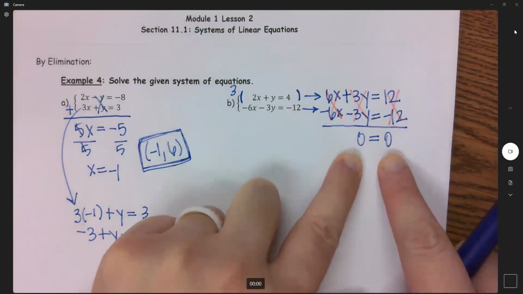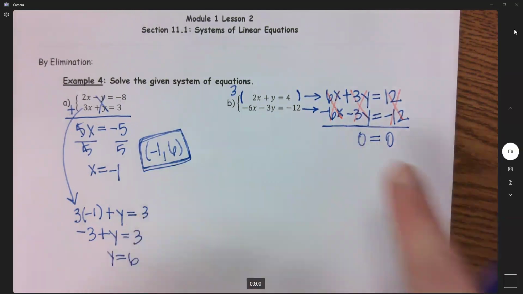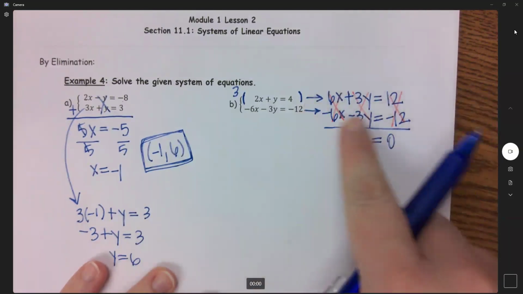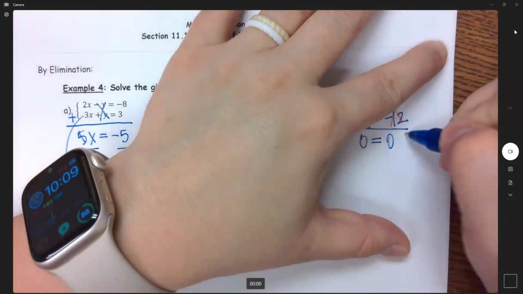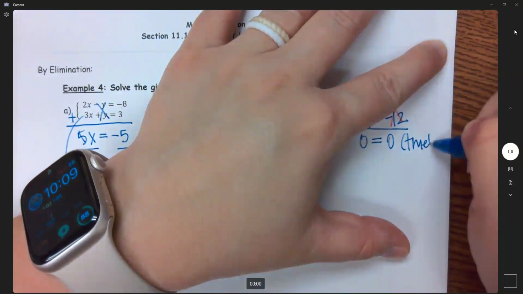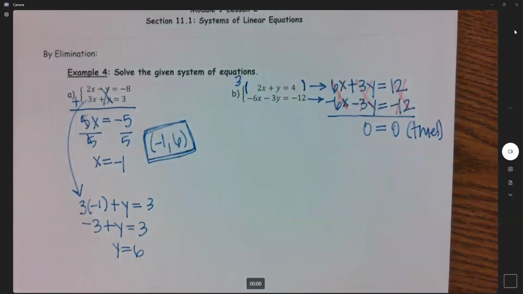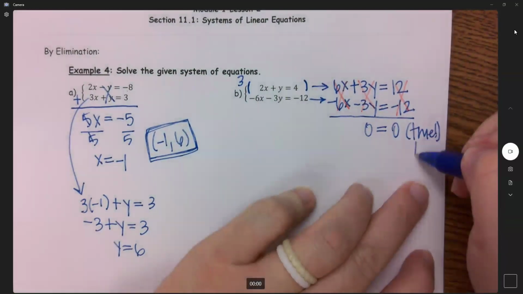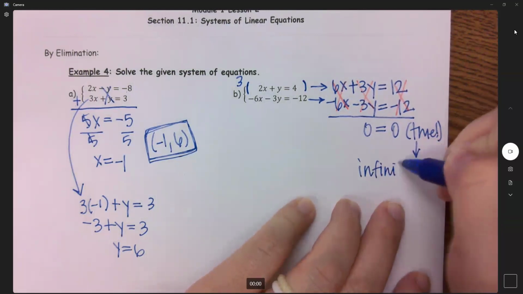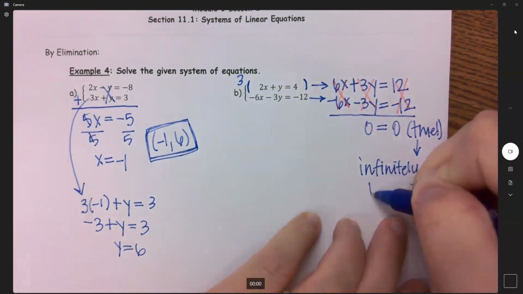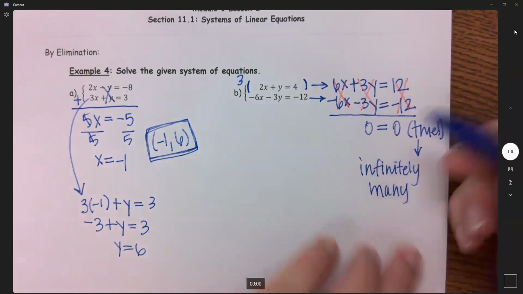This right here is a special case. When all of your variables cancel out, and what I am left with is a true statement, this means infinitely many solutions.